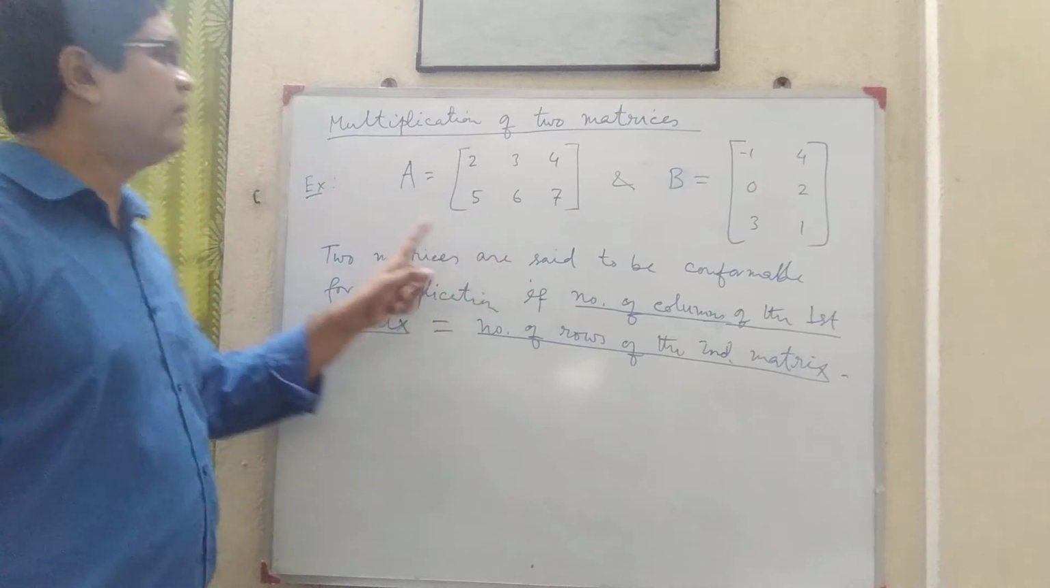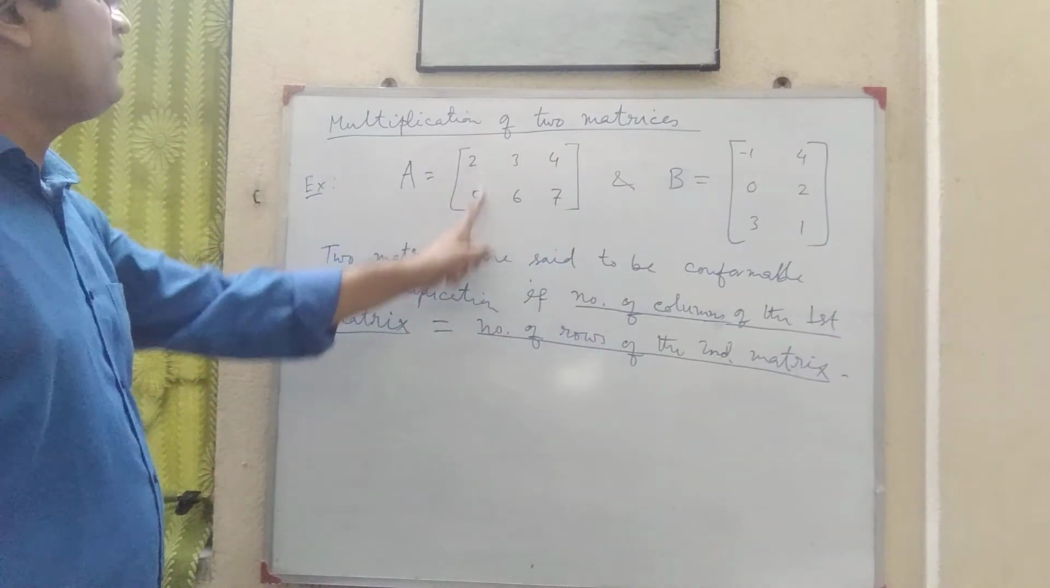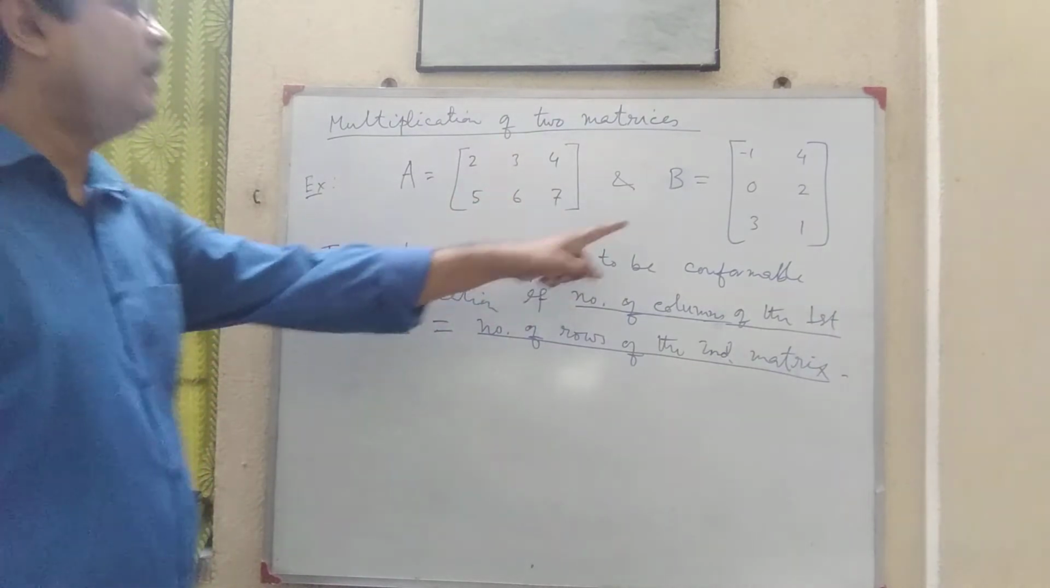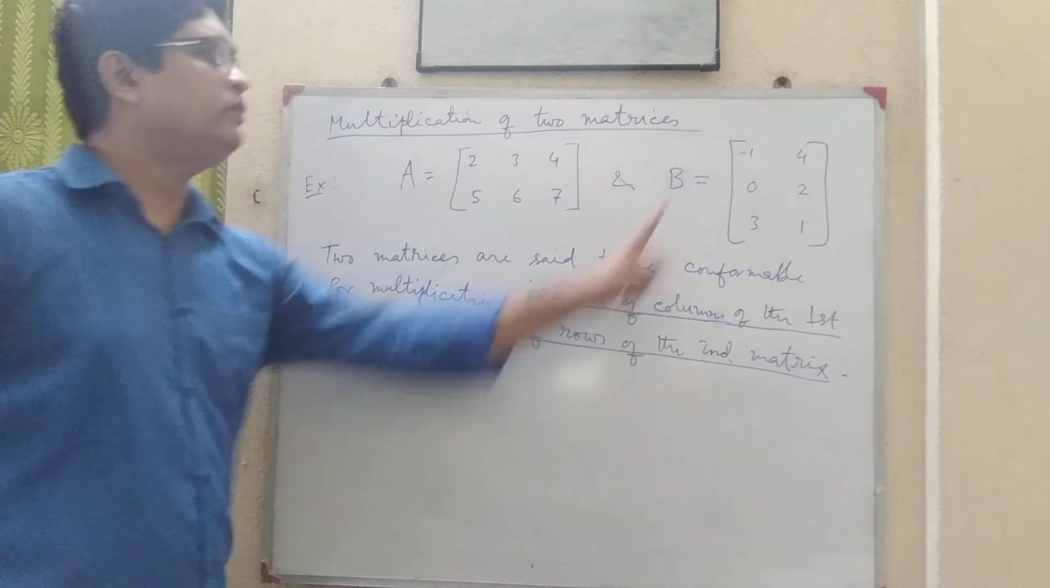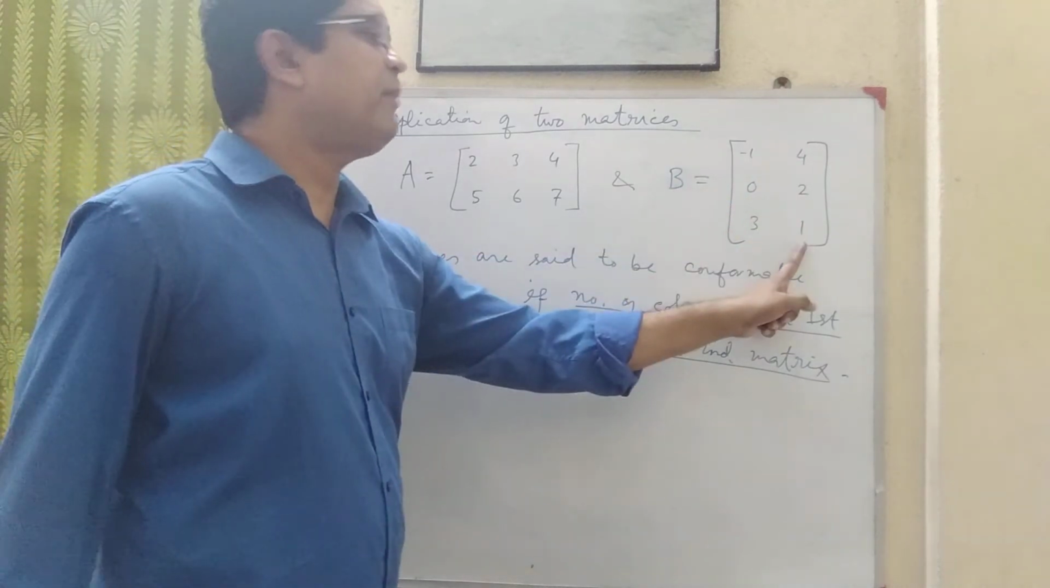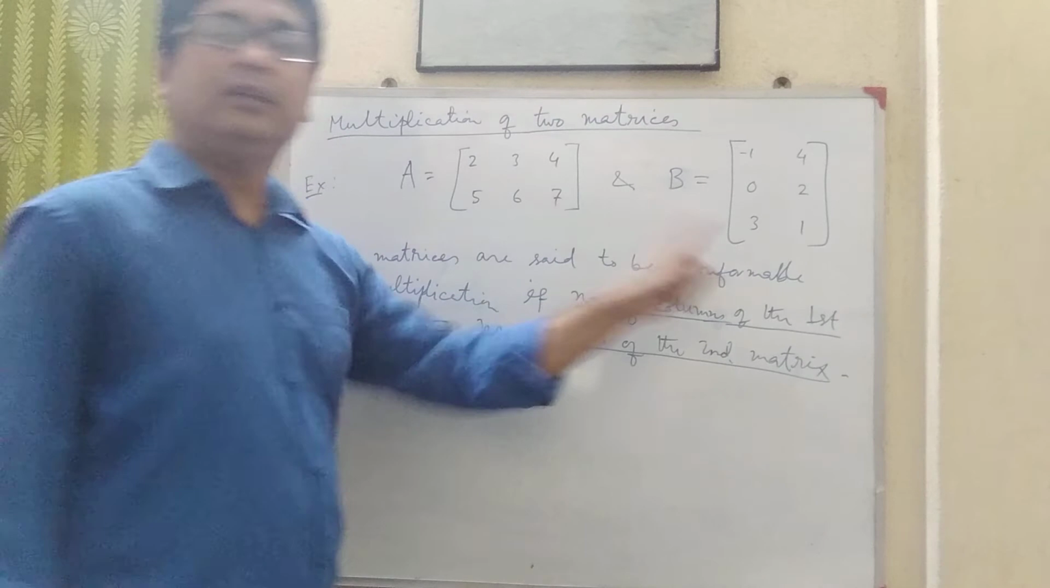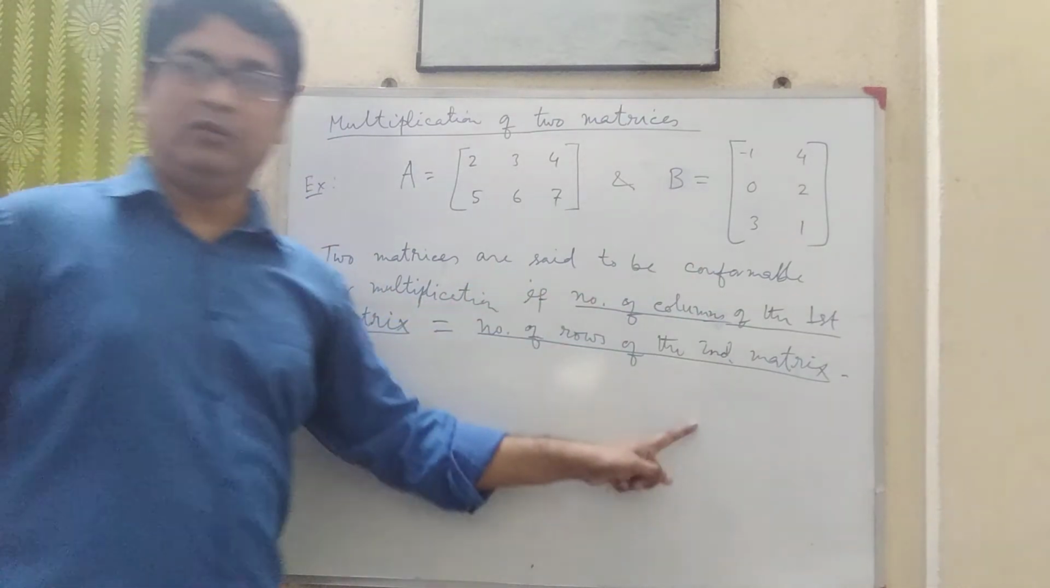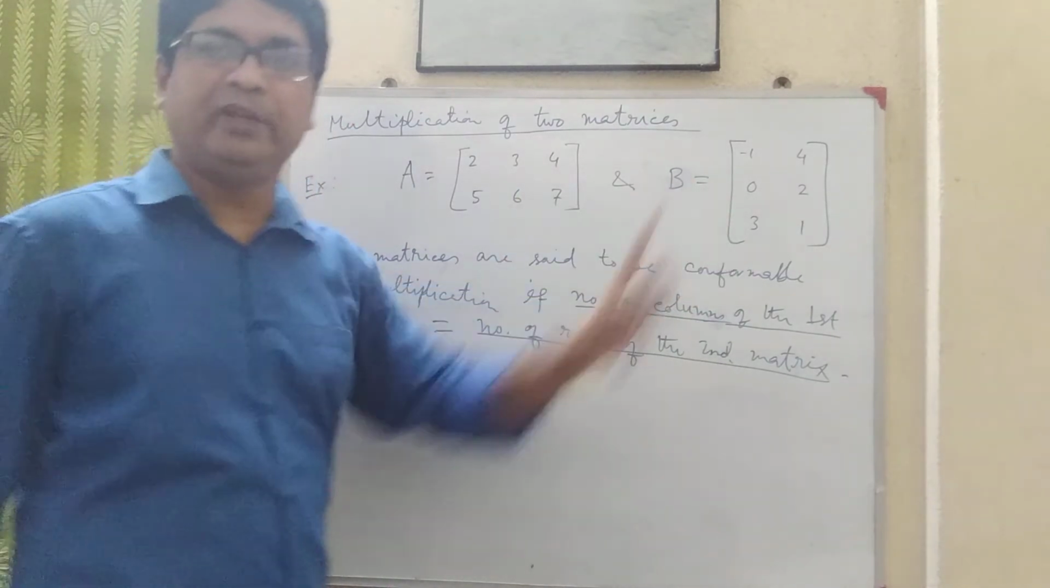of the first matrix. What is the number of columns? 3. Number of columns is 3. And second matrix, what is the number of rows? The number of rows of the second matrix is 3. So here the condition holds. That's why these two matrices can be multiplied.